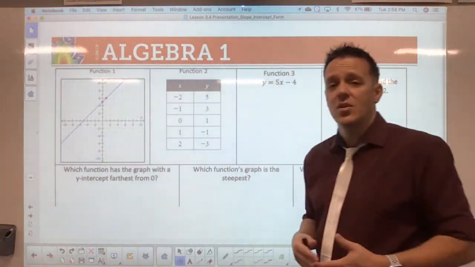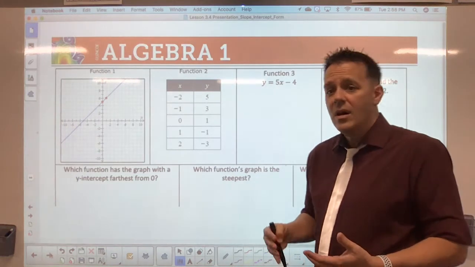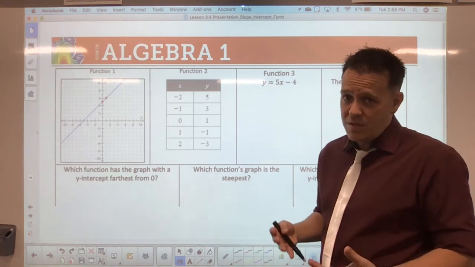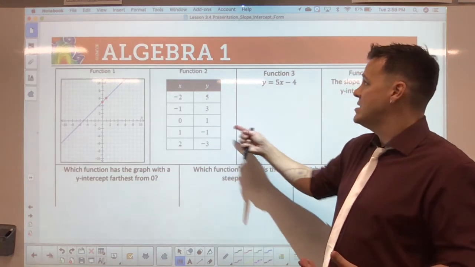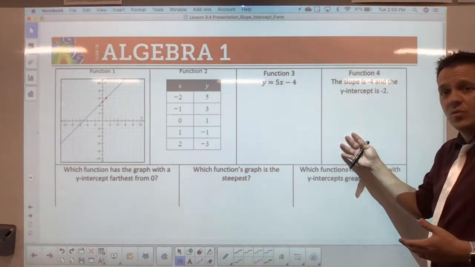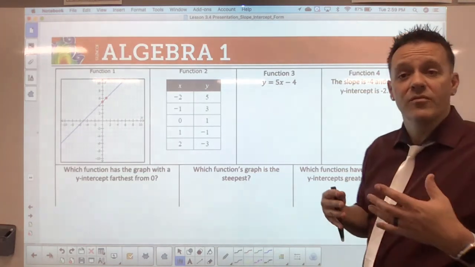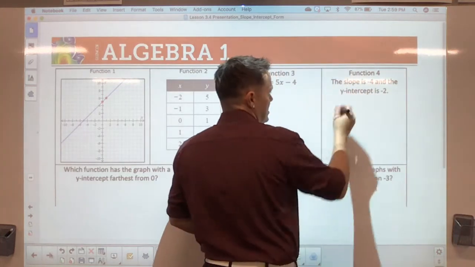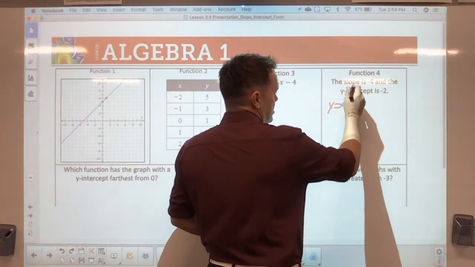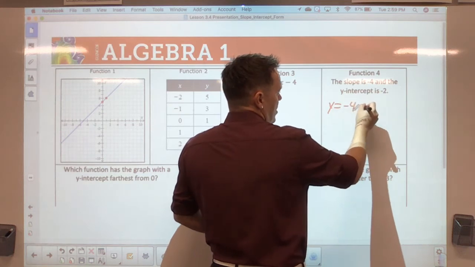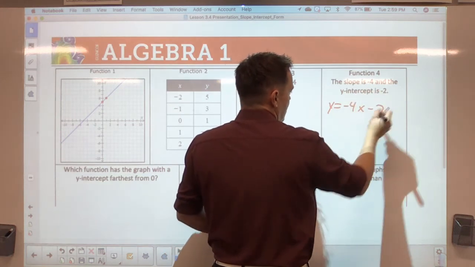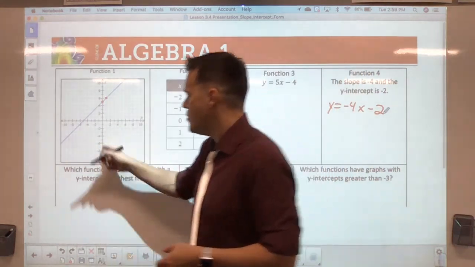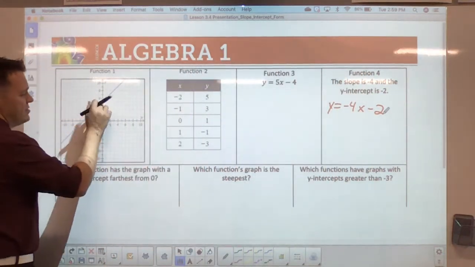The very last thing on these notes is making sure you guys can compare how a linear function or a linear equation will be given to you in different forms. Okay, so we have a graph, a table, the function itself, and then the written word. Okay, so what you need to do first is convert all of these into the actual equation itself. So this function 4 is the easiest because it says y equals, the slope is -4, and your y-intercept is -2. Simple enough.